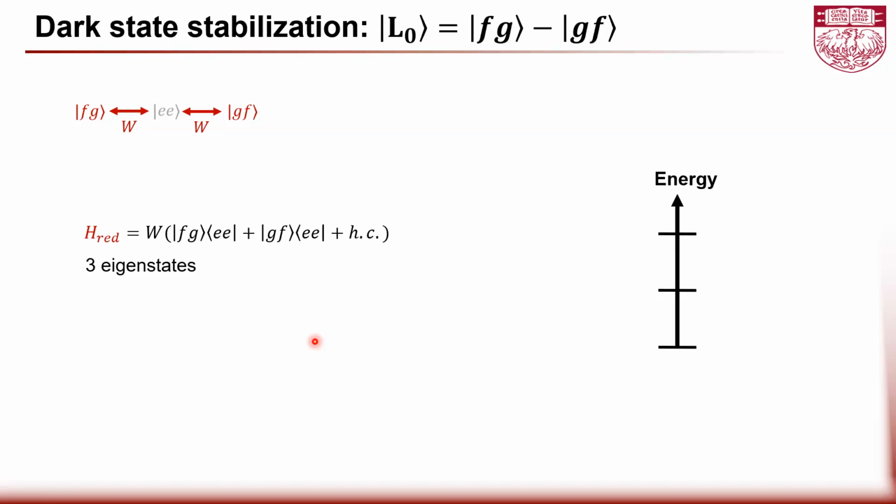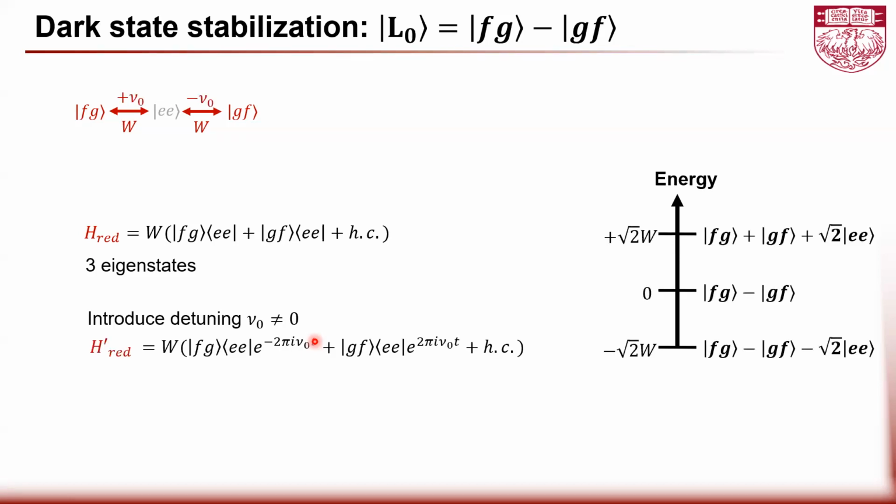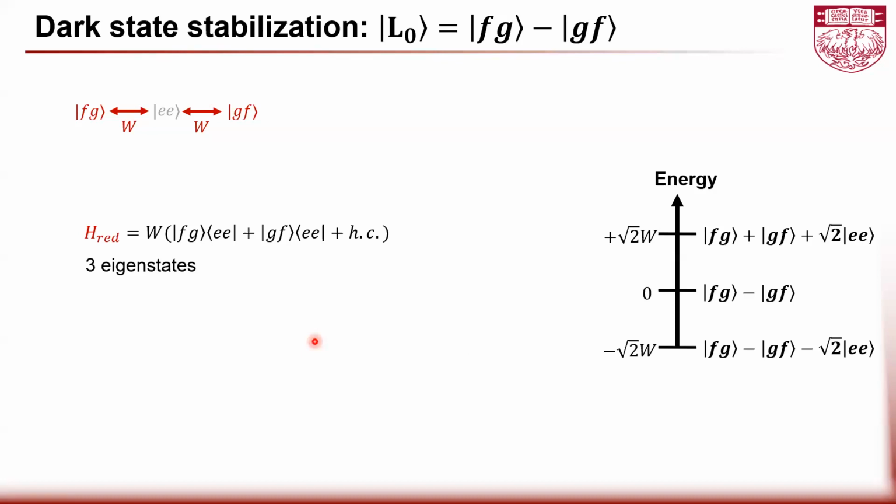This Hamiltonian, if you do the diagonalization, has three eigenstates, and we can plot it in an energy diagram here. The middle one with zero energy is our target dark state Fg minus Gf. The other two are states that have energy around plus and minus square root 2 W. If your W is large enough, those states will be very far away from your target state and will not interfere with our scheme.